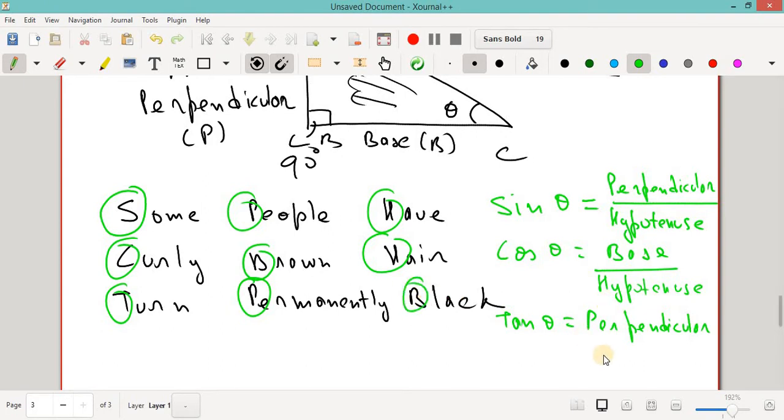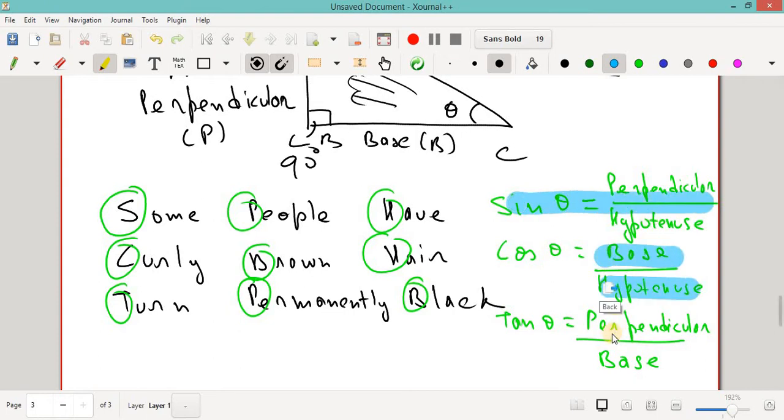And here B means base. So we see, without having to learn by heart, we have formulated our three formulas by simple words. That is, some people have curly brown hair, turn permanently black. Sin theta is equal to perpendicular by hypotenuse. Done. Cos theta is equal to base by hypotenuse, and tan theta is equal to perpendicular by base.